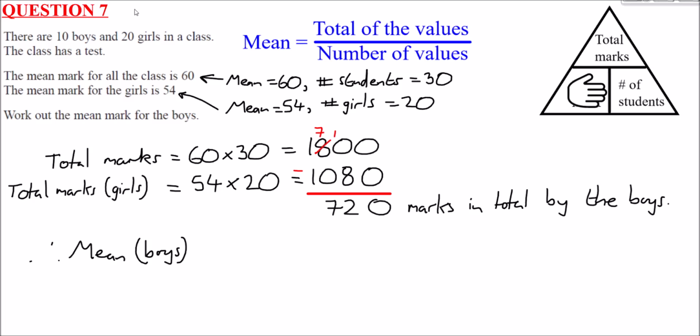So it's the total marks for the boys, which is 720, divided by the number of students. In this case, because we're talking about boys, it's just the number of boys. We're told 10 boys, so it's 720 divided by 10. And 720 divided by 10, that 0 cancels that 0, we get 72 marks. And that is our final answer.